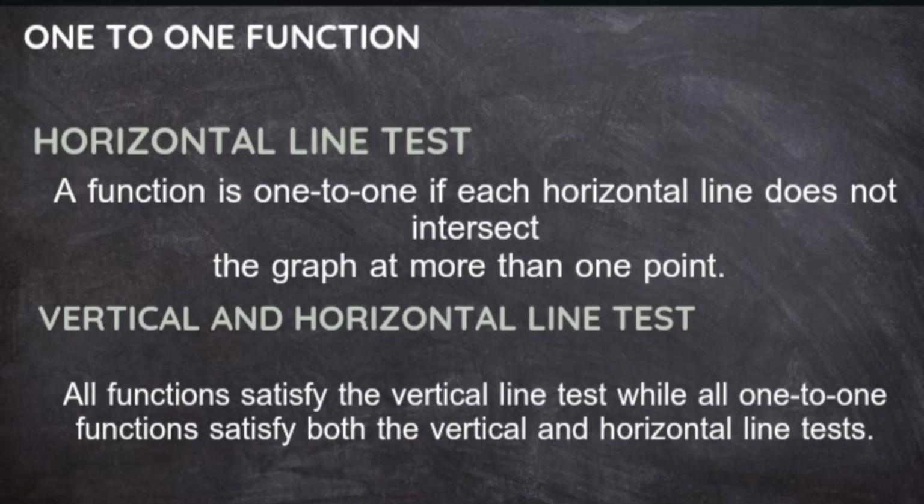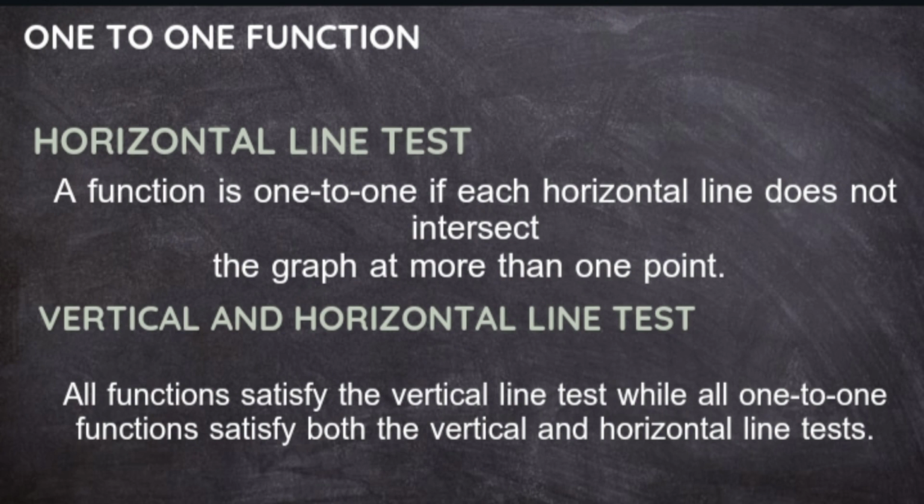Alright, let's talk about the horizontal line test. A function is one-to-one if each horizontal line does not intersect the graph at more than one point. With the vertical and horizontal line tests, all functions satisfy the vertical line test, while all one-to-one functions satisfy both the vertical and horizontal line tests.